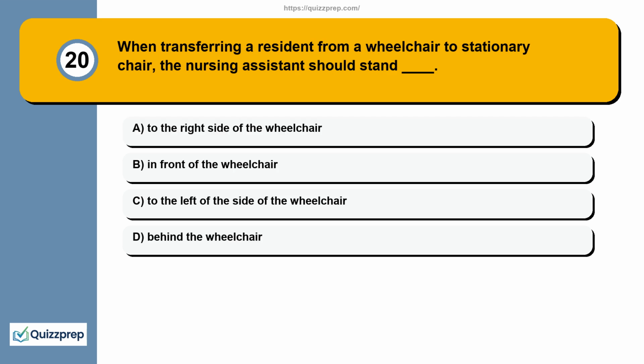Question 20. When transferring a resident from a wheelchair to a stationary chair, the nursing assistant should stand to the right side of the wheelchair, in front of the wheelchair, to the left side of the wheelchair, behind the wheelchair.